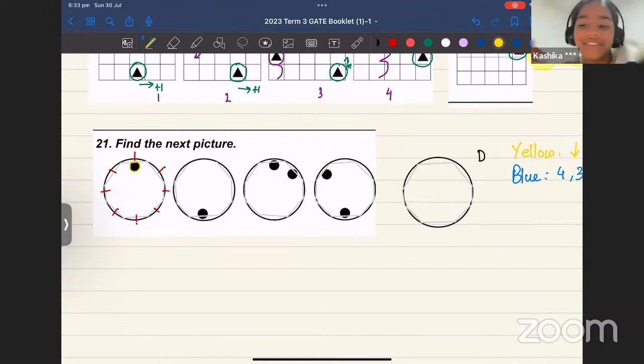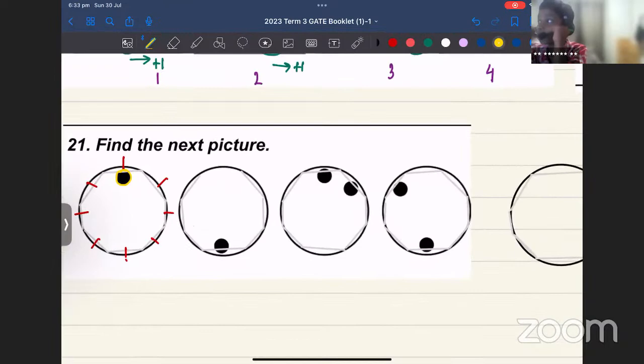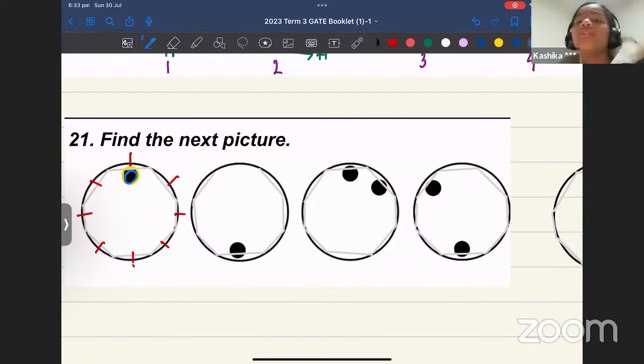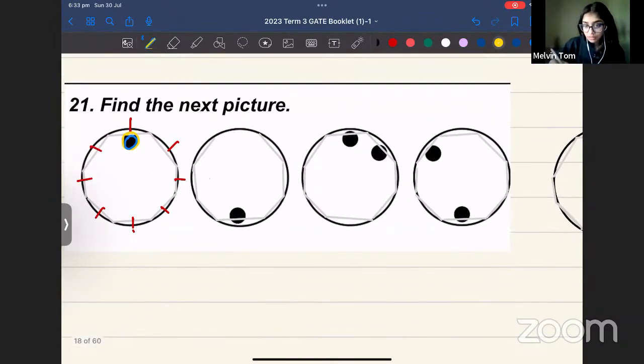Now, let's focus on the question. Question 21. Again, in the first two images we are given one circle, and in the second and third images we're given two circles. Now, those two circles don't magically appear out of nowhere. It's just that in the first two images, the circles are stacked on top of each other. We're going to name one circle yellow and the other circle blue, and once we do that, we're going to focus only on one circle at a time. So let's focus on the yellow circle first.